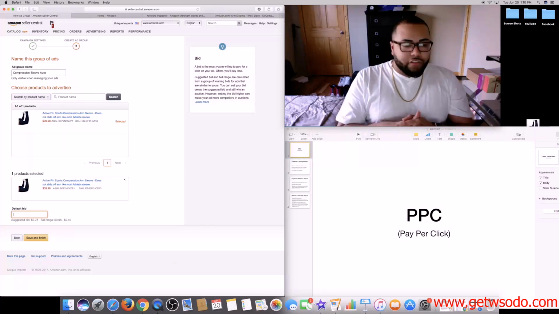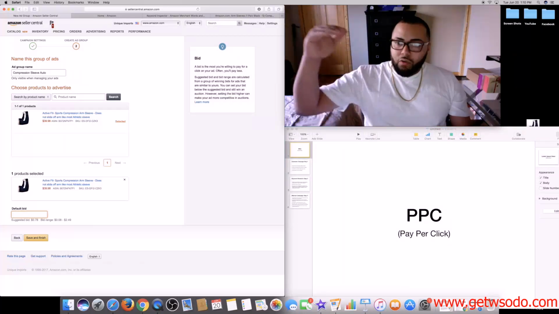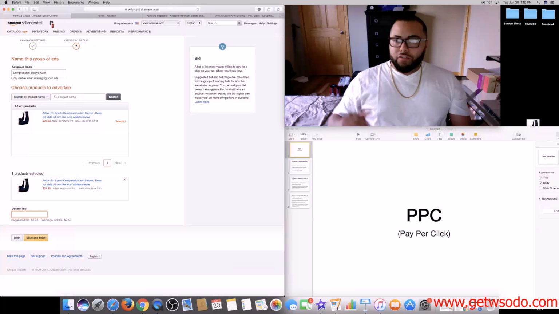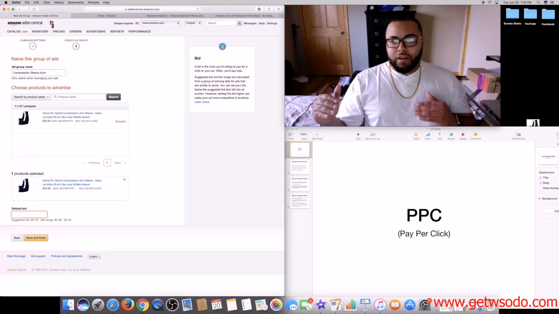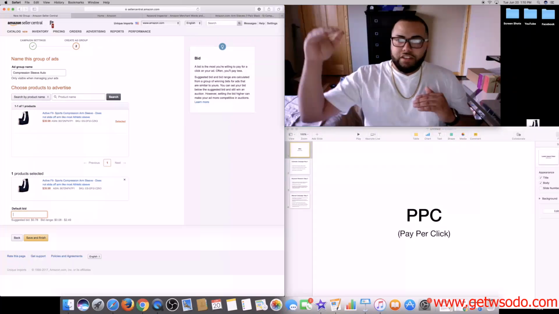And going over what we talked about, finding out where your profit is, if your profit's $10 and your ACOS is 30% and you're spending about $3 per click, then your profit's at $7.